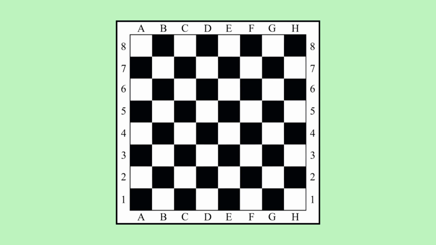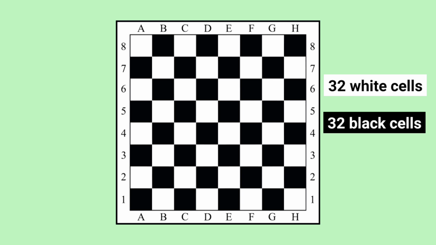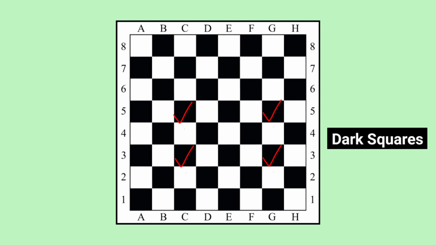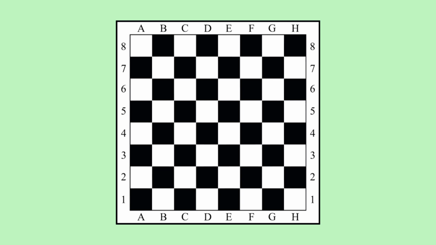Colors are marked in such a way that 2 adjacent cells are of different colors, and 2 cells across are the same. That is, the board has 32 white cells and 32 black cells. These cells are called squares. White cells are called light squares, and black cells are called dark squares. Each cell has a different name.